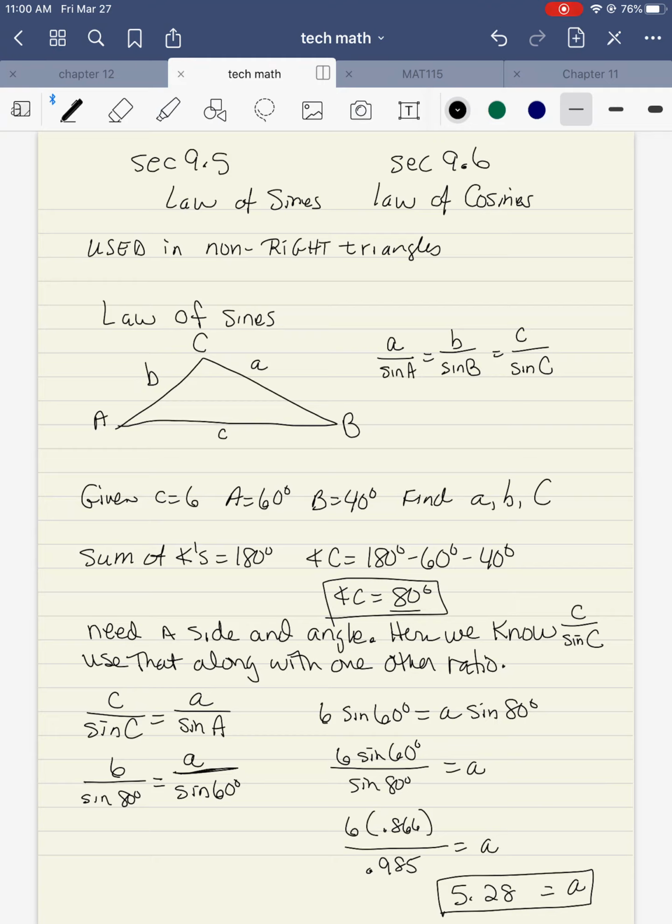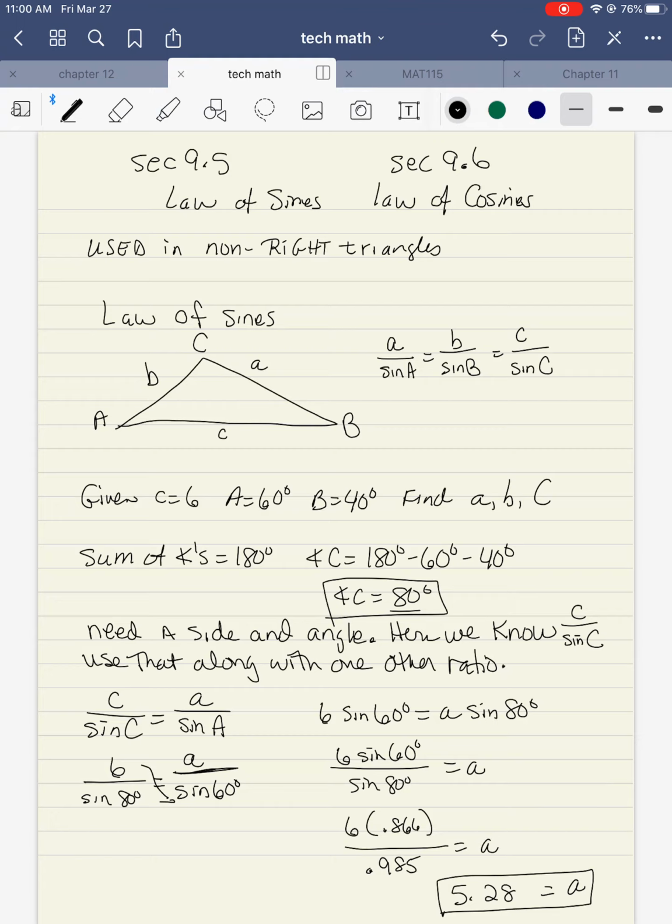Now I need a side and an angle. Here we know side c and angle C, so I'm going to use that along with one of the other ratios. So side c over sine of C equals side a over sine of A. When I put my numbers in, side c was 6, angle C was 80, so 6 over sine 80 equals side a, which I'm looking for, and I know angle A is 60, so sine of 60.